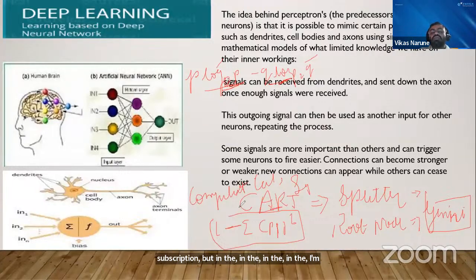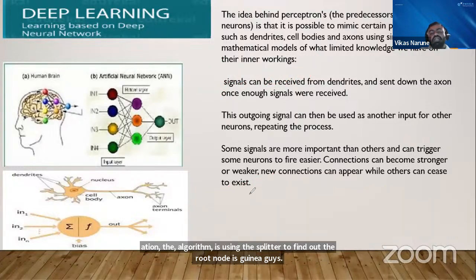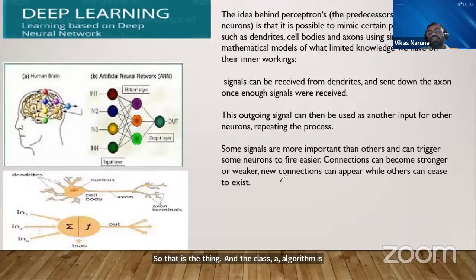That's why my CART algorithm, the classification and regression algorithm, uses Gini as the splitter to find the root node, guys. That is the thing. And the classification algorithm is nothing but the same thing. It is trying to use the same thing: Gini impurity, decision tree, everything will be the same. Only by default it uses Gini.